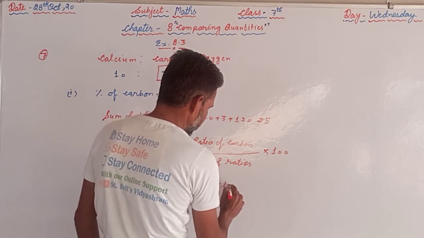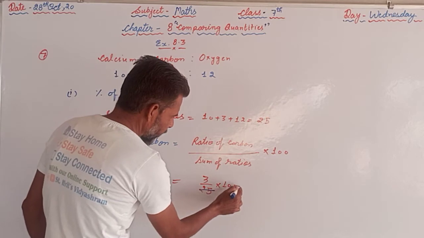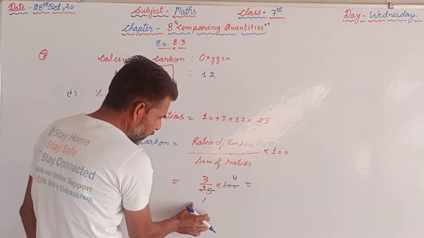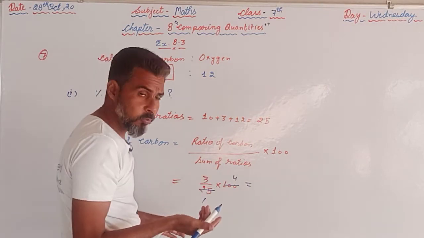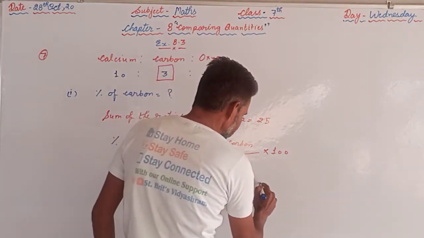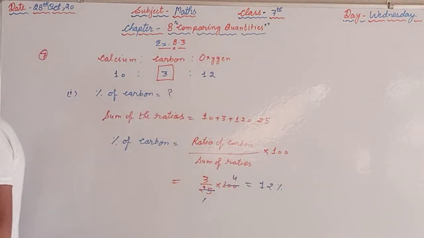So 25 times 4 is 100, means 25 one times 25, 1 in the denominator is of no use, we can neglect that. So 4 times 3 is 12%, there is 12% carbon in the chalk. So that was the first part of this question, that is 12%. Now the second part is also there.